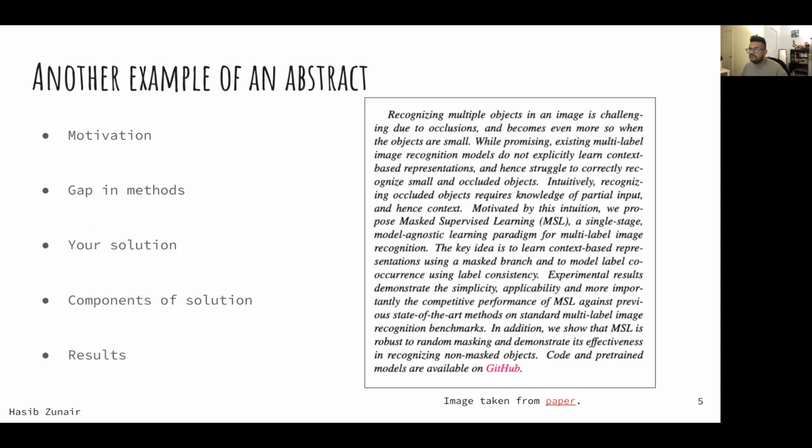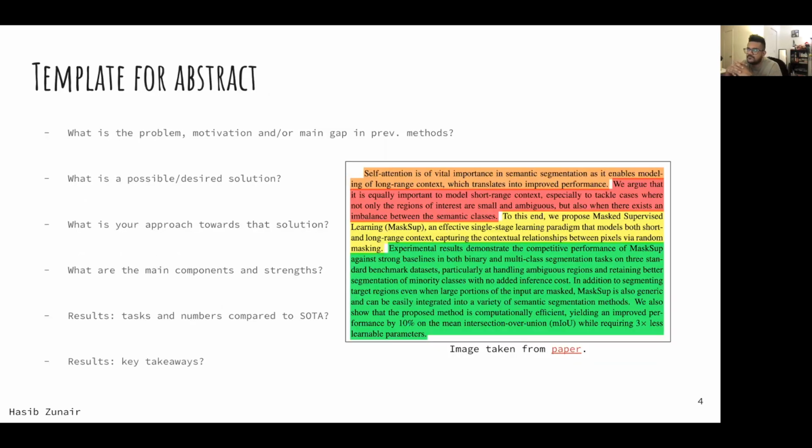Here's another example of an abstract which discusses the motivation, and it also talks about the gaps in the previous methods, and then it moves towards the solution and also discusses the components of the solution. After that, it ends with the results, which basically tells you the key takeaways from this paper. So this is the template for the abstract. It's similar to what you saw a few slides back, but it's in a question format, which you could use to answer these small questions. And then you would have an abstract.